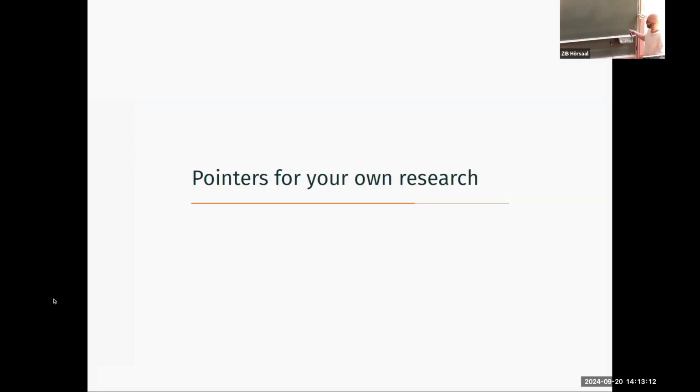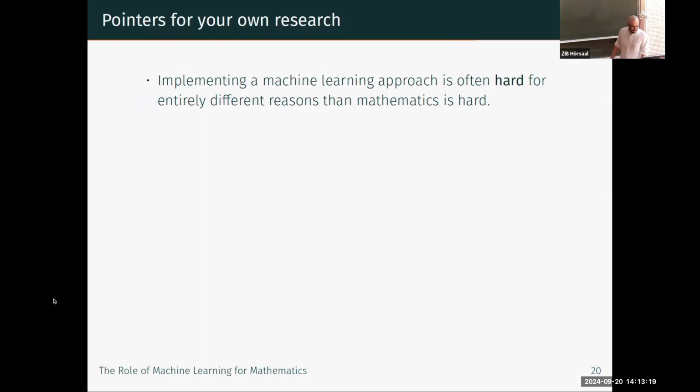Okay, so let me just conclude by giving you some pointers for your own research if you're interested in this field. First of all, I would say that implementing a machine learning approach is very hard for entirely different reasons than mathematics is hard. So this really depends. Usually I would give this to a more pure mathematics focused audience, which have absolutely no idea about what it means to code. You're all interested in combinatorial optimization, so you should have a better idea, and you know how much of a time sink it is to actually implement something and try to get it working.